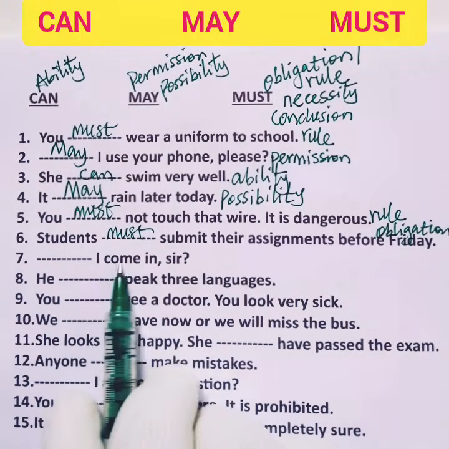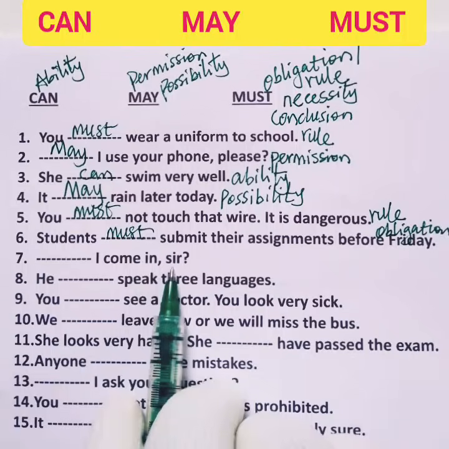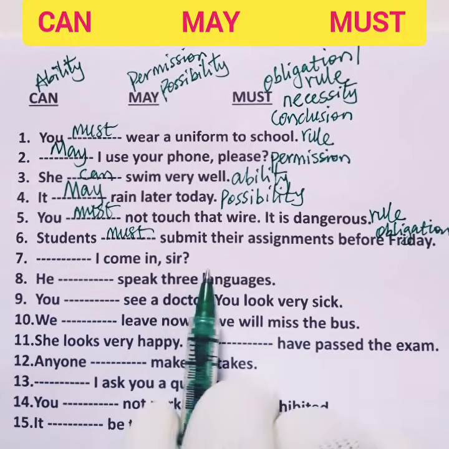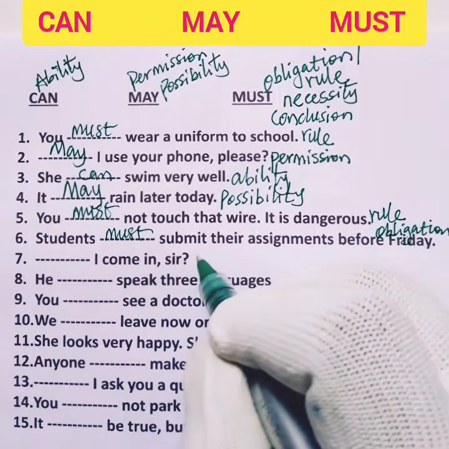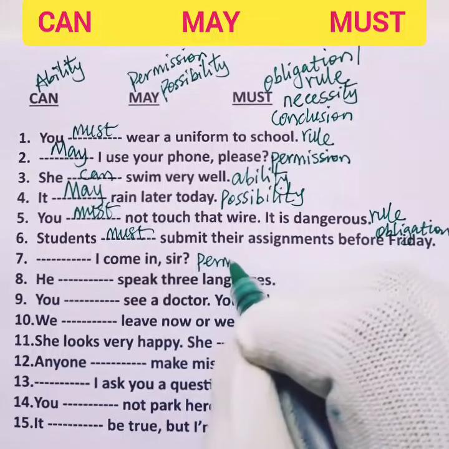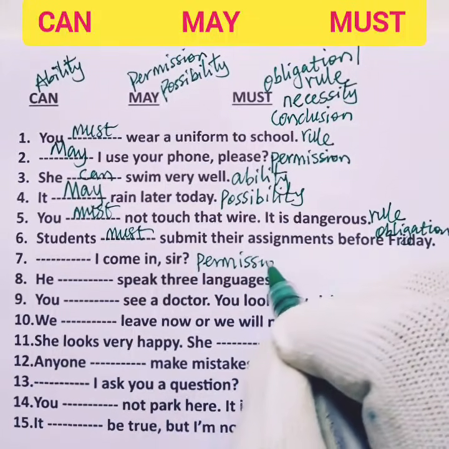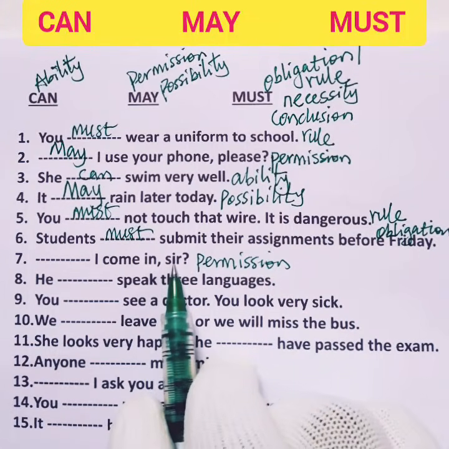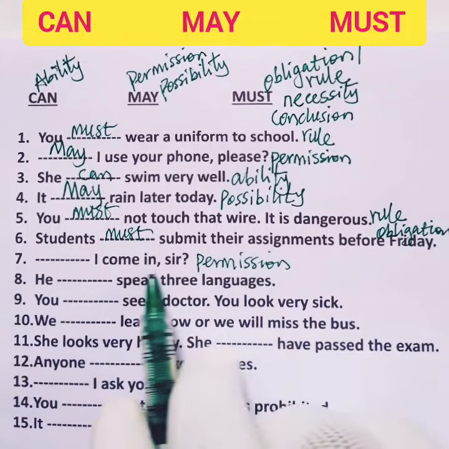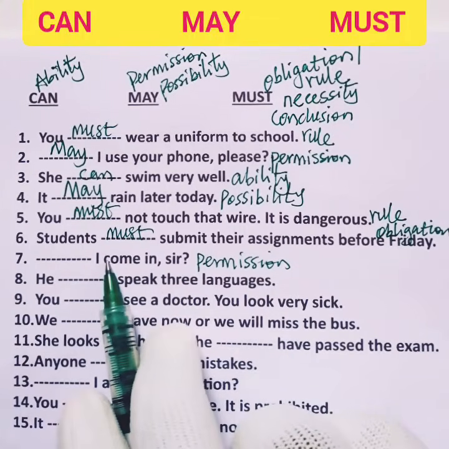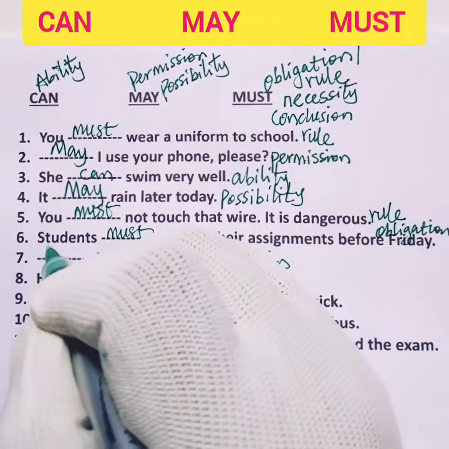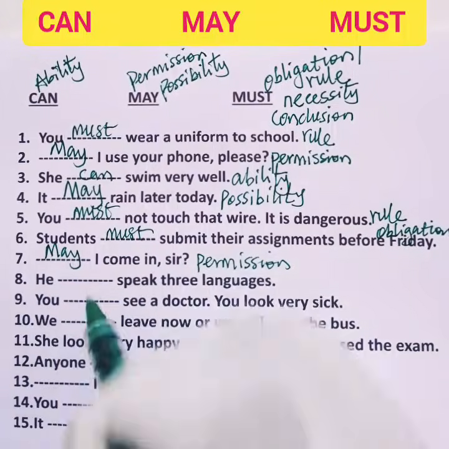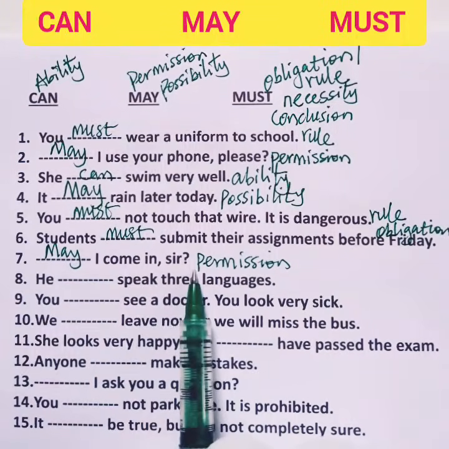7. Blank, I come in, sir. What do you think about this one? This is a formal permission. Formal permission. Having sir here shows that it is formal. So the right modal verb to use is may. May I come in, sir?